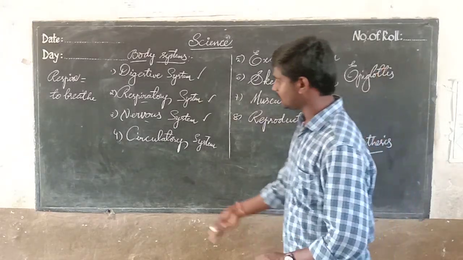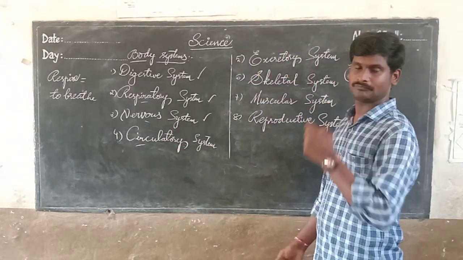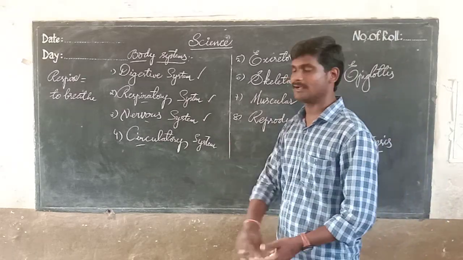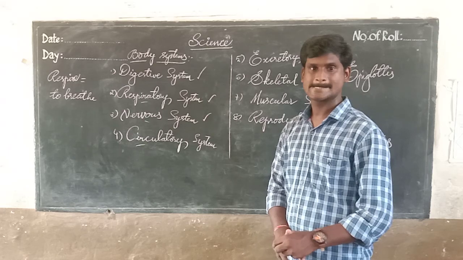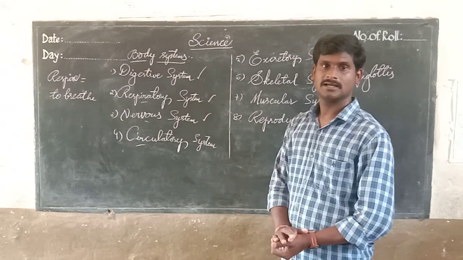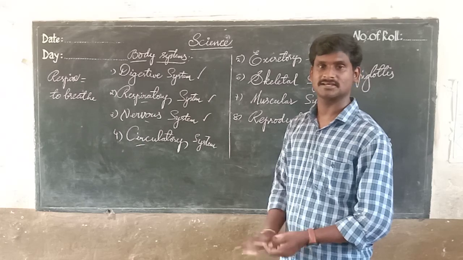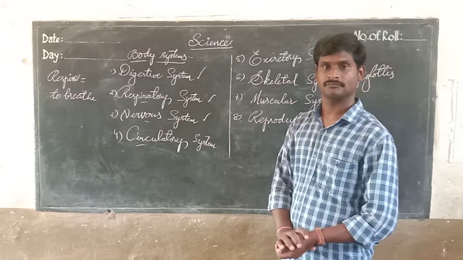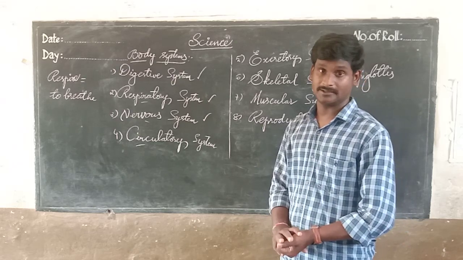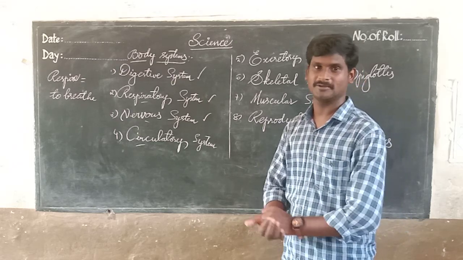Okay? And next, about the circulatory system. What do you mean by the circulatory system? The circulatory system, also called the transport system, is made up of the main parts of circulation. They transport materials, meaning blood. You can understand what blood means.